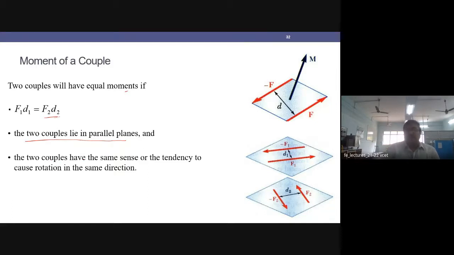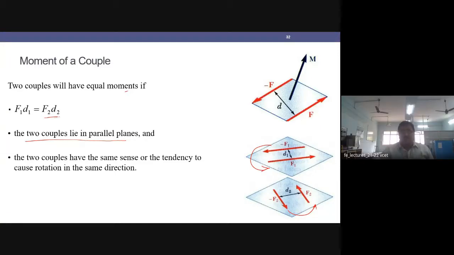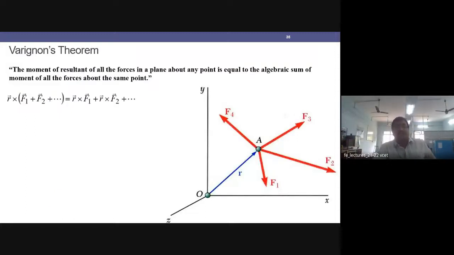This couple, F1 into d1, is causing a moment in the anti-clockwise direction. What about F2 into d2? That is again causing a moment in the anti-clockwise direction. So depending on the magnitudes of F1 d1 and F2 d2, I can say that the two couples have equal moments. This part, the transfer of the force in the opposite direction, we saw already. Now we have to look at Varignon's theorem.